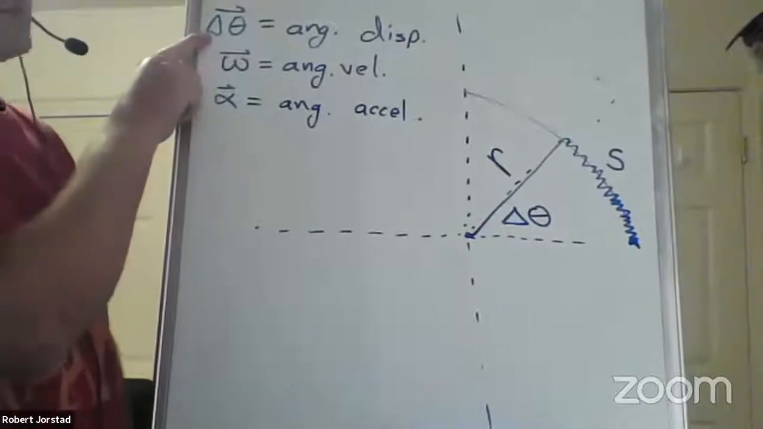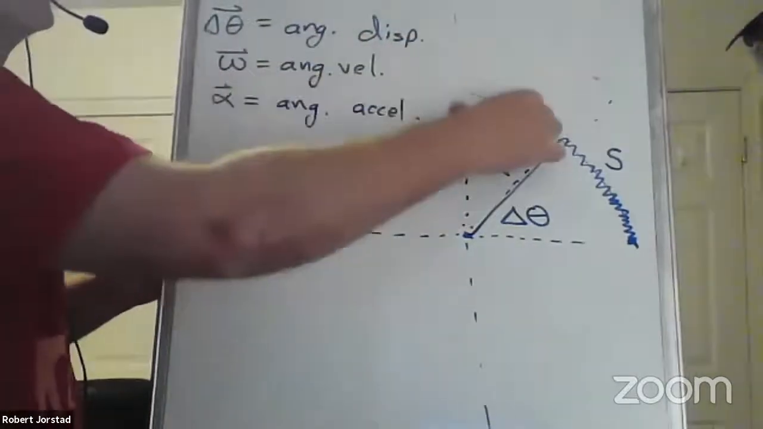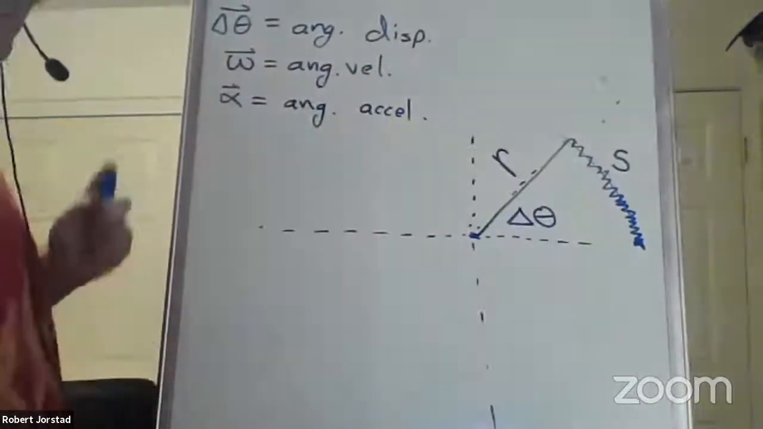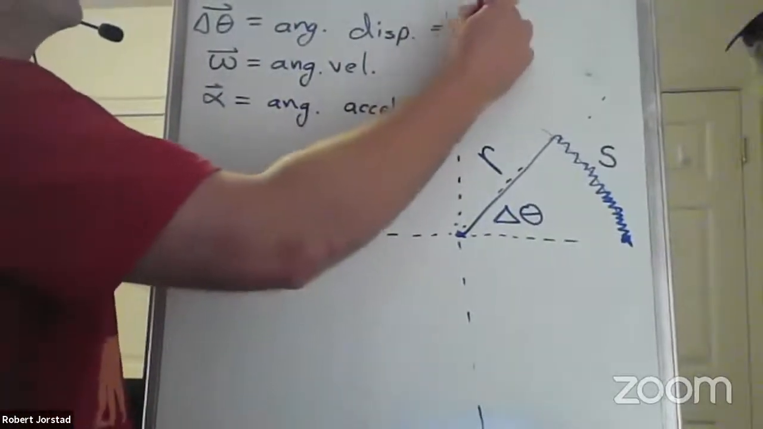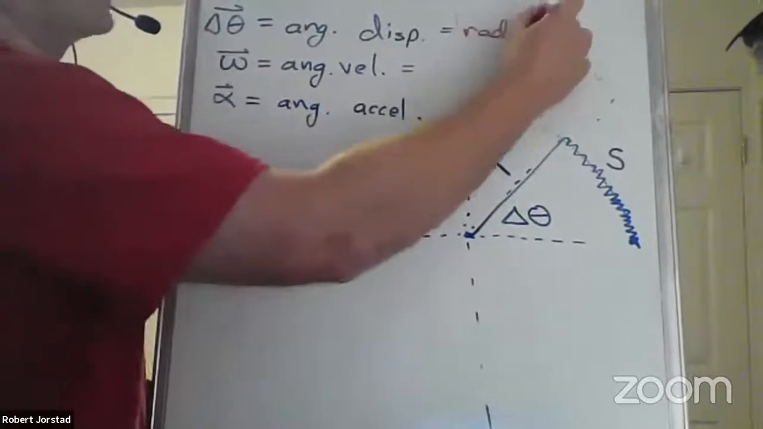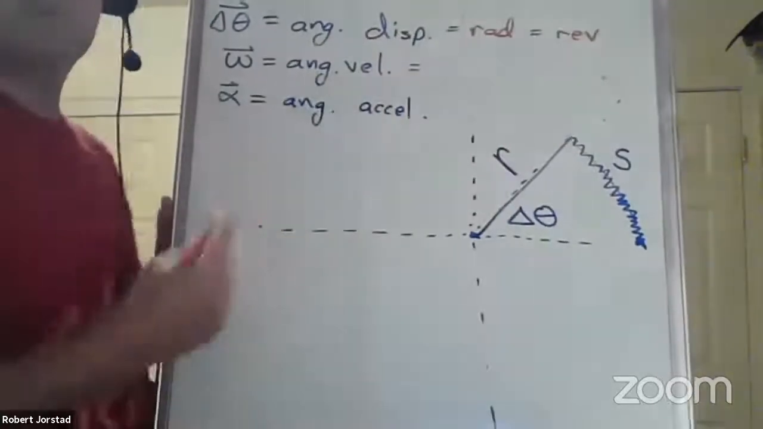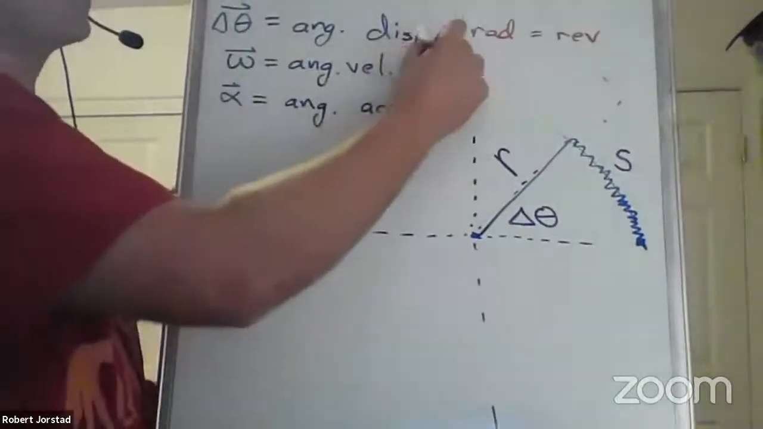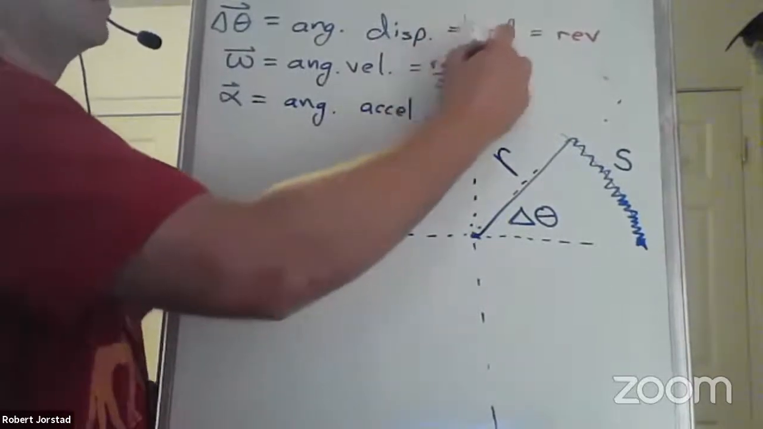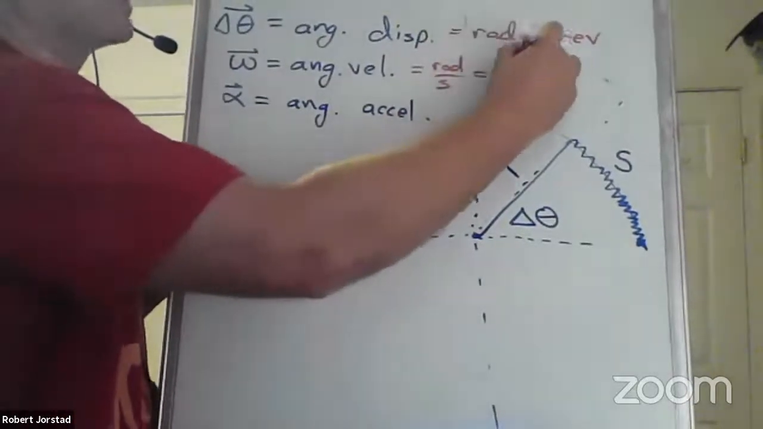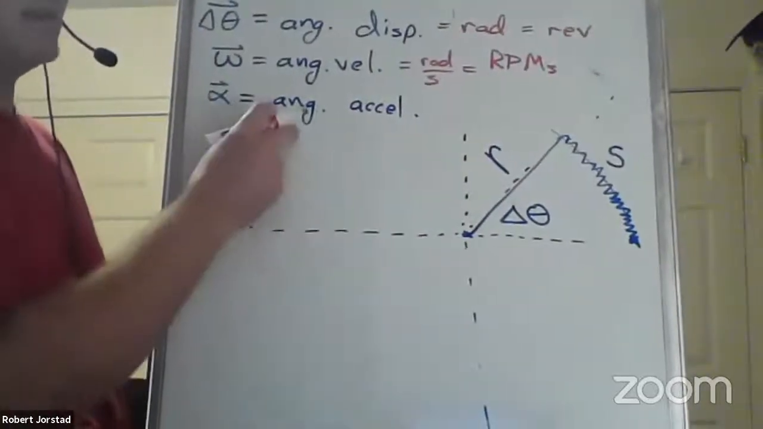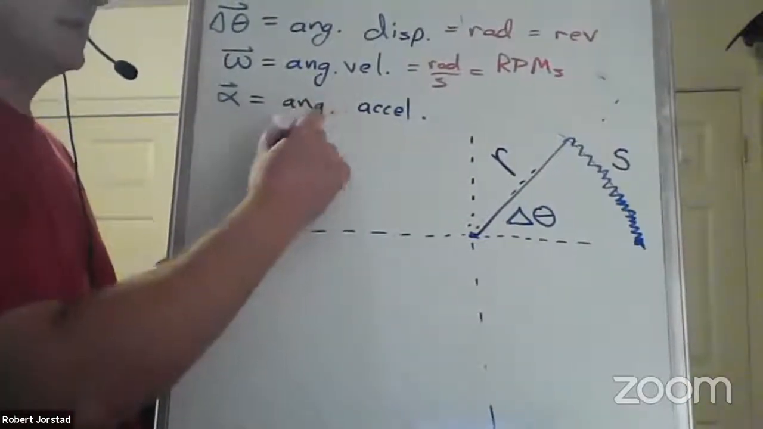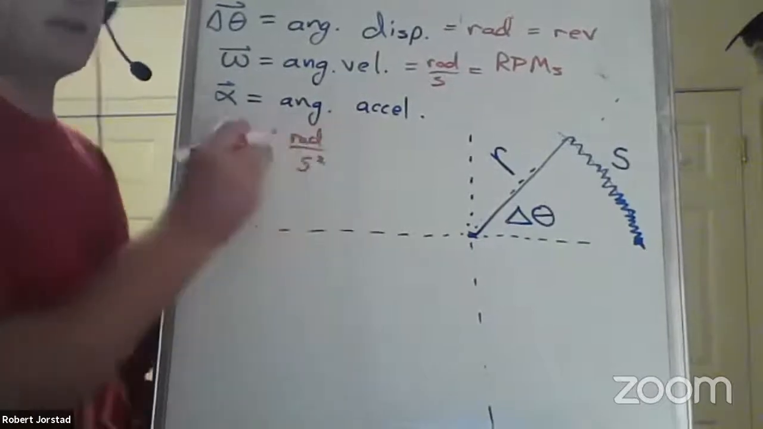So this one's going to be in units of radians, and that's equivalent to revolutions. This one would be radians per second, or sometimes people write it in terms of RPMs, revolutions per minute. And this one's going to be in radians per second squared, and we're going to leave it in radians per second squared.